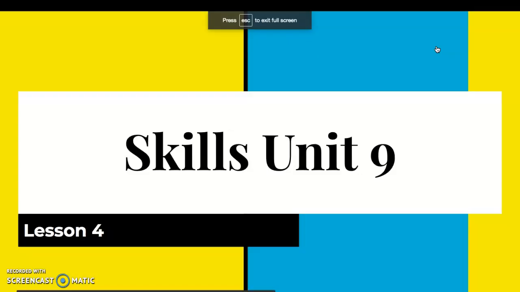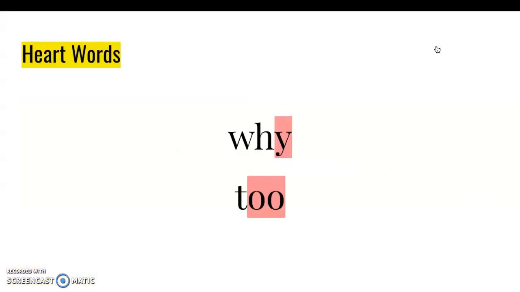Hi, scholars. So we're moving on to lesson 4 of our skills unit, and it's a very short lesson. We just have 2 new sight words to review and 4 new uppercase letters to introduce.